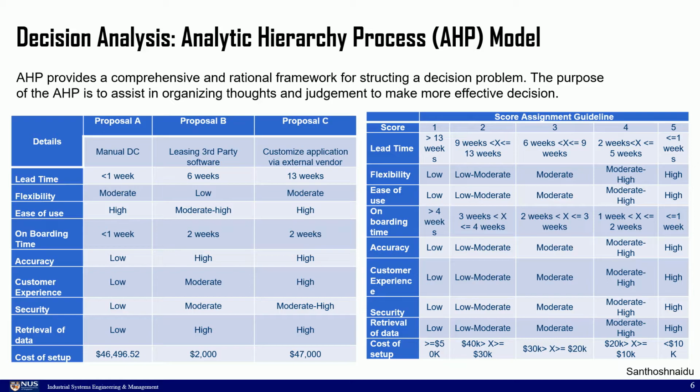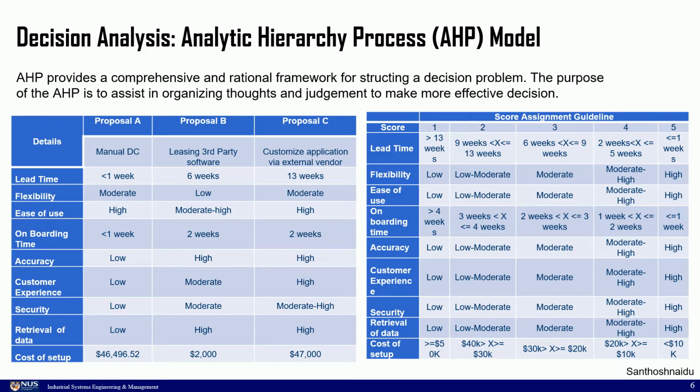Now coming to the third one, ease of use. Proposal A is high because of handwritten delivery certificates. Proposal B, moderate high. Proposal C, also high because our in-house IT techs can train them. The next one is onboarding time, which refers to the time taken to train employees on the usage. Proposal A is considered high. Proposal B, considered moderate. There is training from the vendor on how to use it. Proposal C, considered moderate. We conclude that Proposal A has lesser onboarding time.